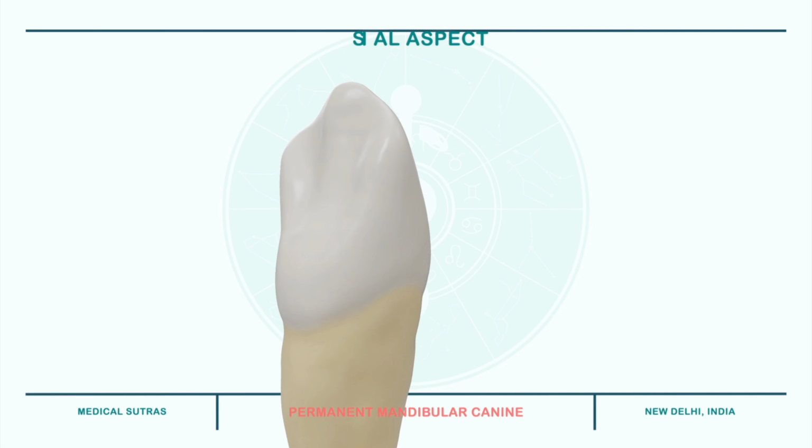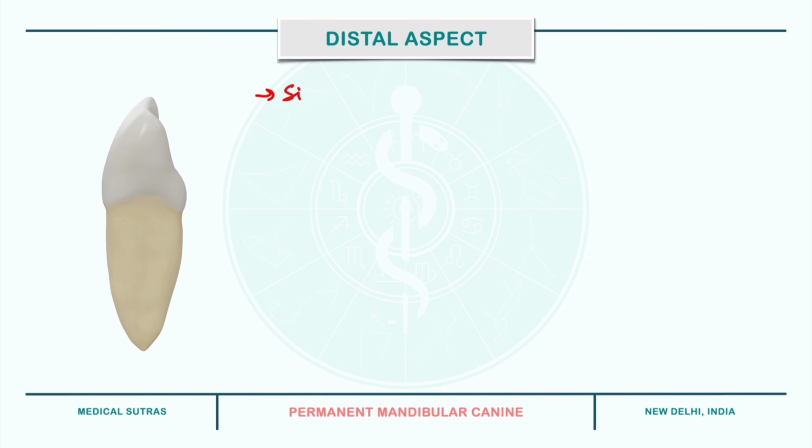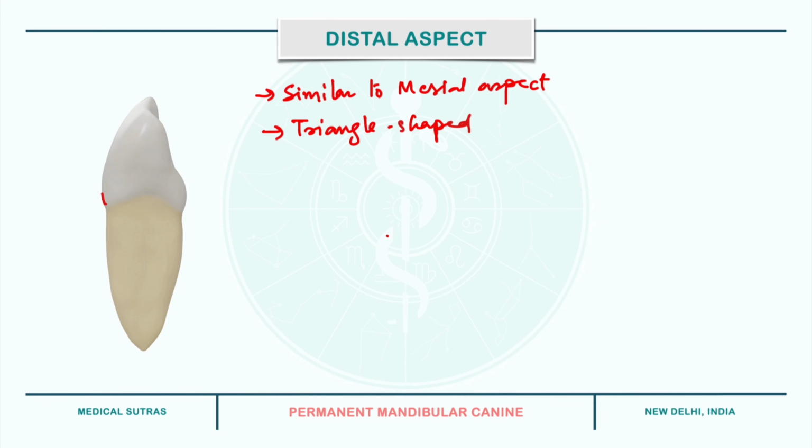Now coming to the distal aspect. It is similar to the mesial aspect, that is, the crown is triangular in shape. The labial outline is convex. The lingual outline presents convexity across the cingulum, followed by concavity in the middle and convexity in the incisal portion. And the cervical outline is curved in the incisal direction.